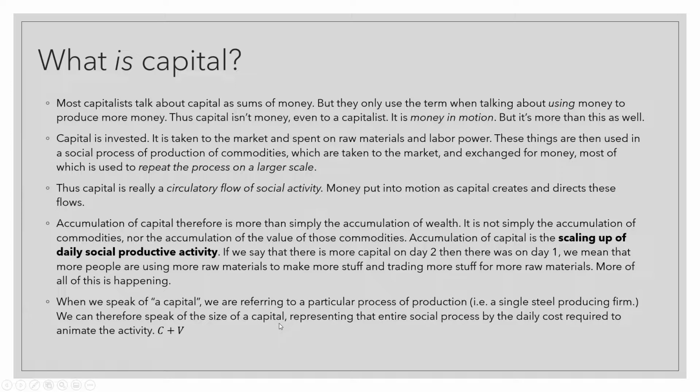When I speak of the size of a capital, what I'm really talking about is the daily cost of operation for that capital. There's a cost required to animate that social activity, and this cost is very real. Remember that these daily costs are amounts of time. So what the C plus V number represents is the necessary amount of time that is required to spend every day in order to keep that flow of capital going. How many man hours are going into the upkeep of this capital? That's the size of the capital.